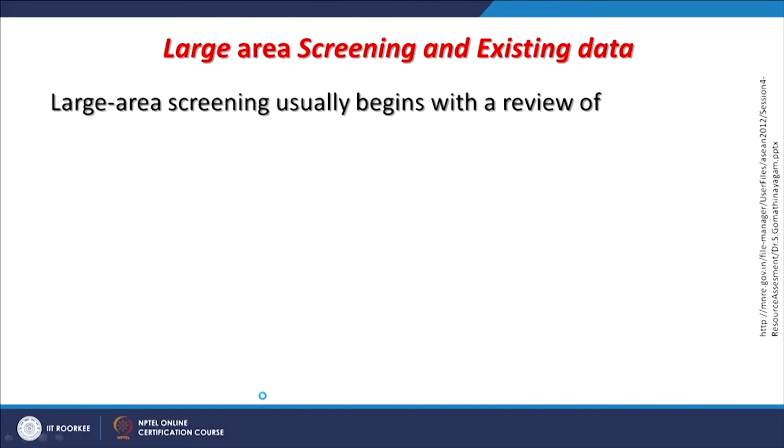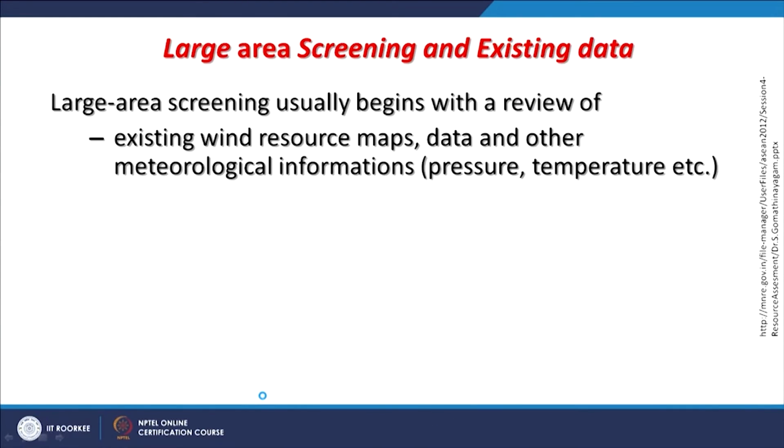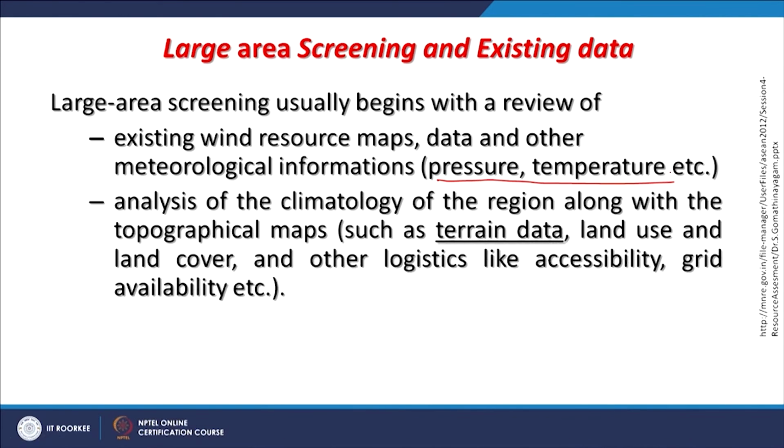For wind energy, screening of large areas usually begins with a review of existing wind resource maps, data and other meteorological information, especially about the prevailing wind direction and wind speed, and other information such as atmospheric pressure, temperature, etc. And then there is the analysis of the climatology of a region along with the topography.